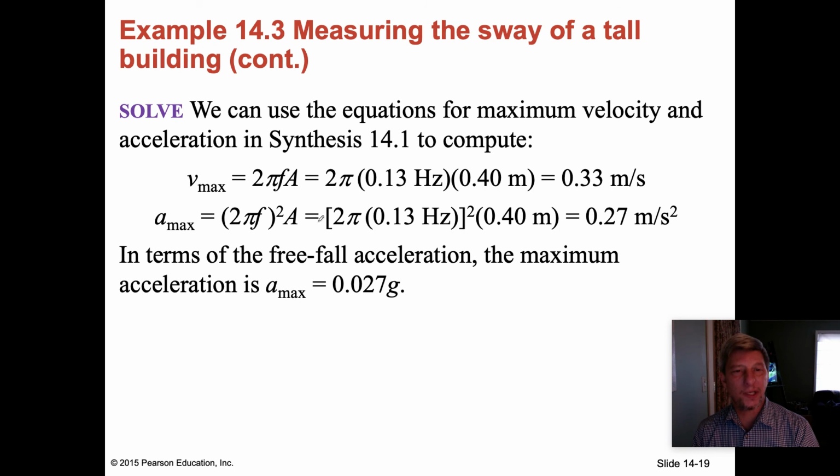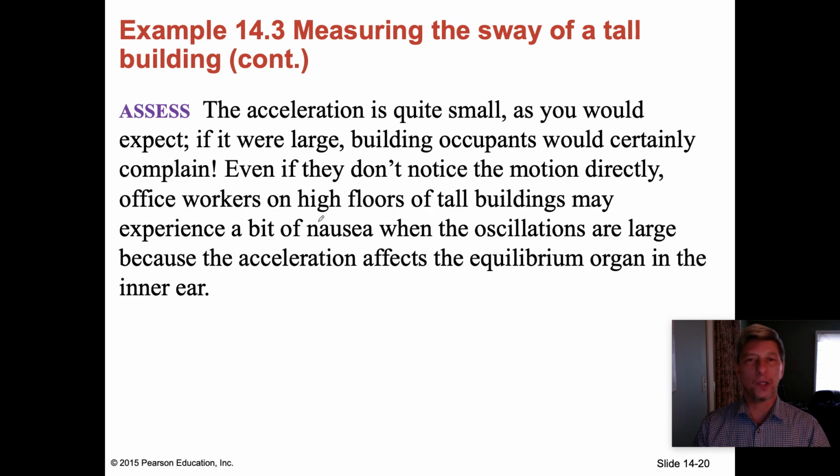The maximum velocity is 2 pi times the frequency times the amplitude, which gives us 0.33 meters per second. And the maximum acceleration is 2 pi times f squared times the amplitude, which gives us 0.27 meters per second squared. And so that's a fairly small acceleration in terms of free fall or the acceleration of gravity. The acceleration is only 0.027 times the acceleration of gravity. So you don't really feel yourself accelerating all that much. If the acceleration is quite small, as you would expect, because if it was large, the building occupants would be complaining about the acceleration.